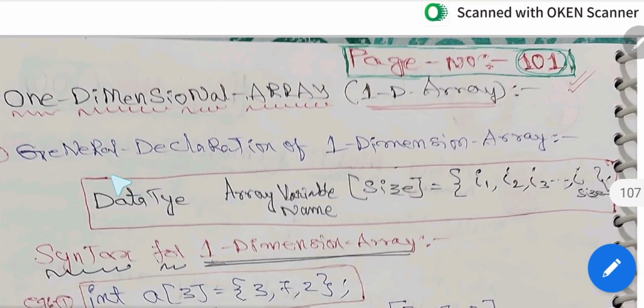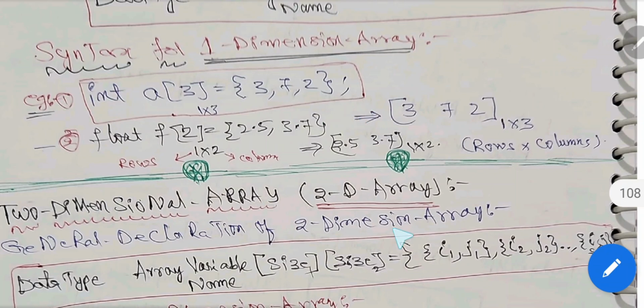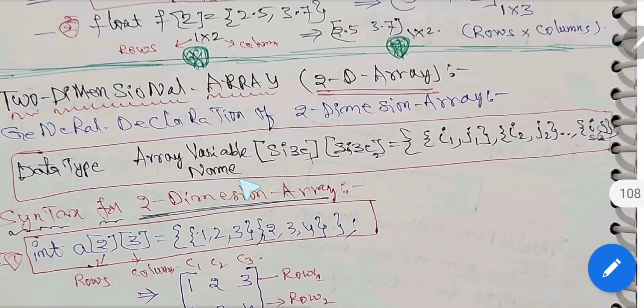One dimensional array example, general declaration of one dimensional array: data type, array name, array size. Previously it is over. Syntax, this is also over previously. Two dimensional array, same thing. Write detailedly: one dimensional, two dimensional, three dimensional. If you get this as the only question, you write like this. See, the question paper will be like that.